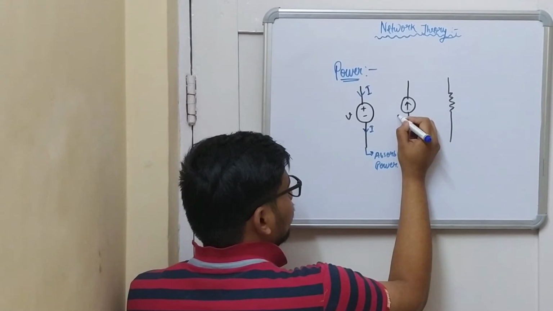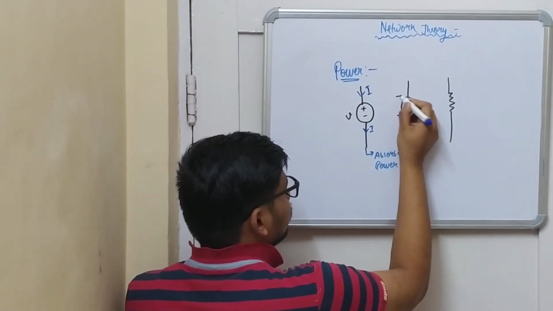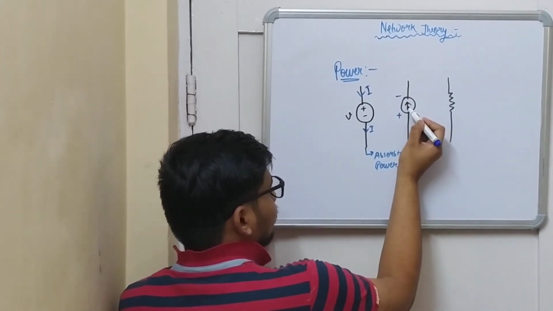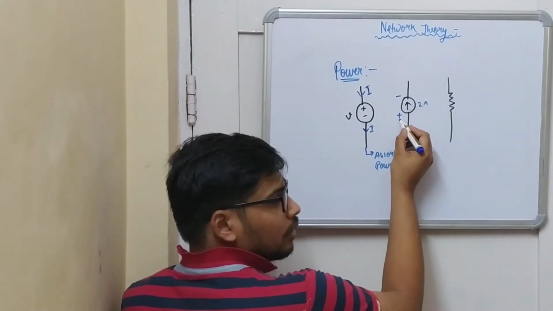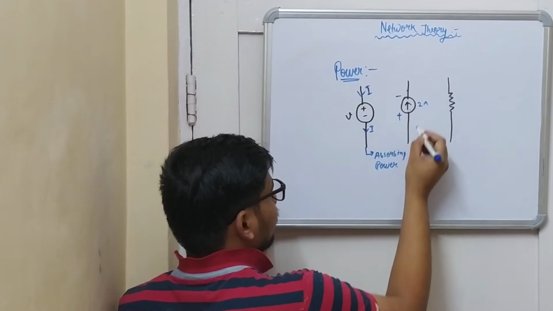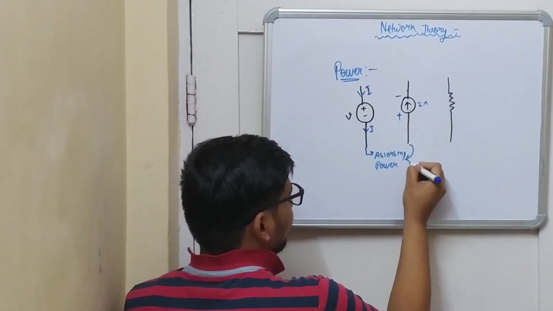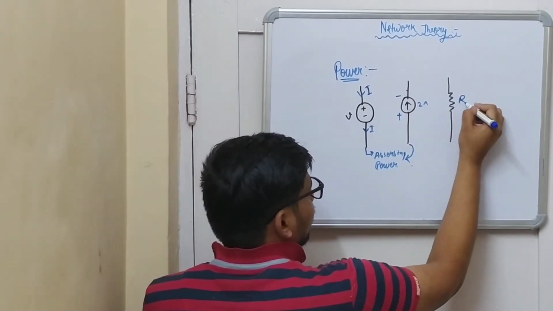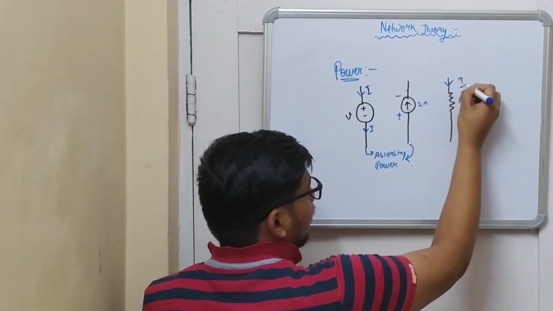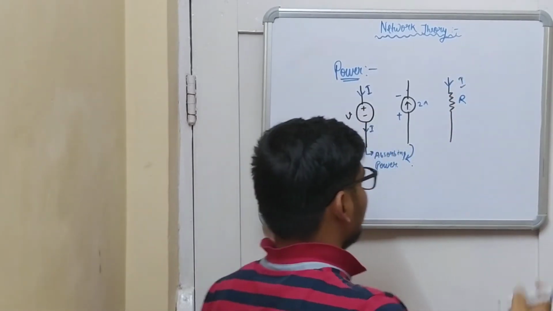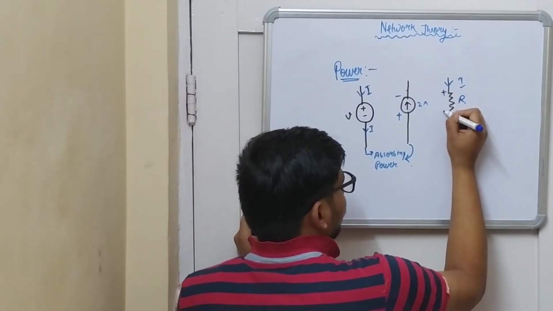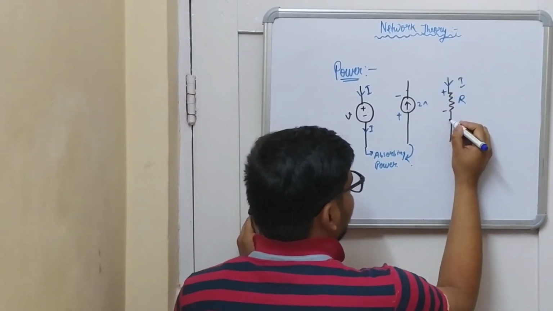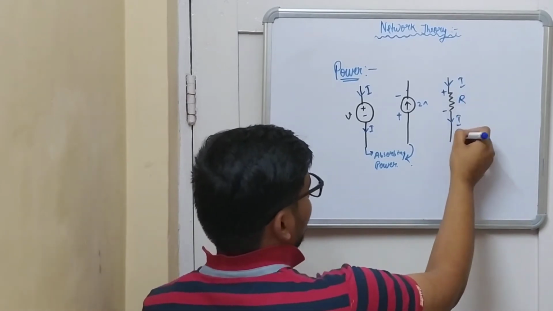Here in this case, if you take the polarity like this, suppose it is a current source of 2 ampere. Current is entering the positive terminal and leaving the negative terminal. It is the same, absorbing power. Suppose this is the resistor, and a resistor always absorbs power. It cannot deliver power, so the current will always enter the positive polarity and leave the negative polarity. So it is absorbing power.